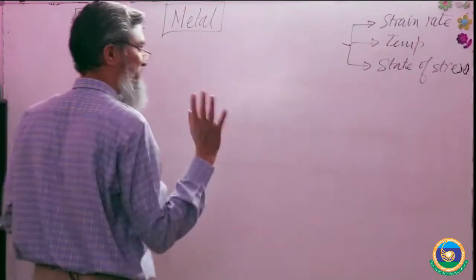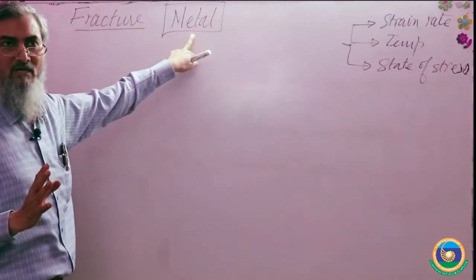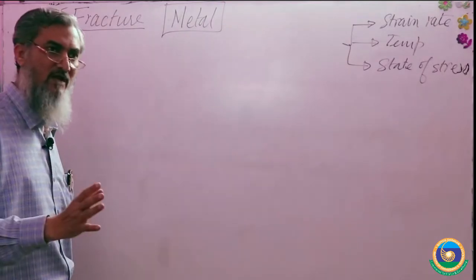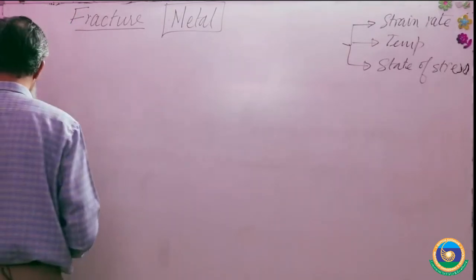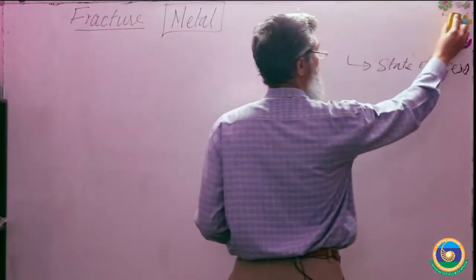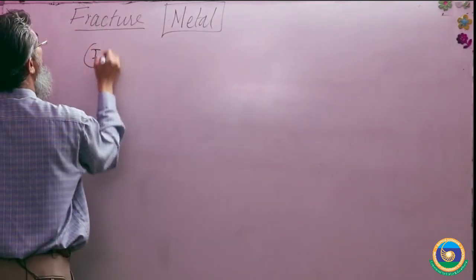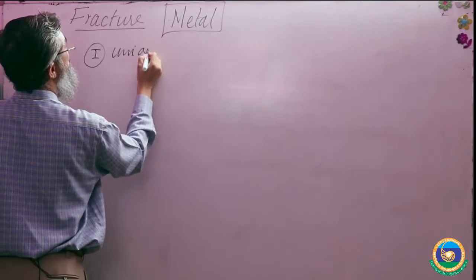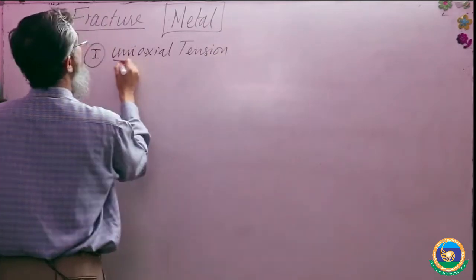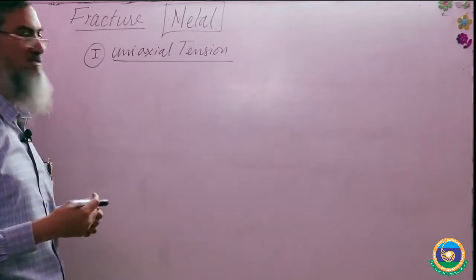So the first thing I wanted to tell you was that a ductile material may not necessarily fail in a ductile fashion; it may give a brittle fracture as well as a ductile fracture. So let us first take two kinds of stressing. Number one, uniaxial tension. Suppose a metallic specimen has been subjected to uniaxial tension.